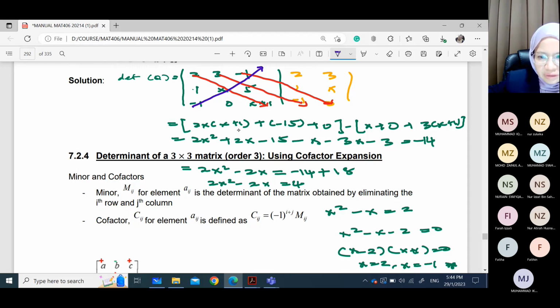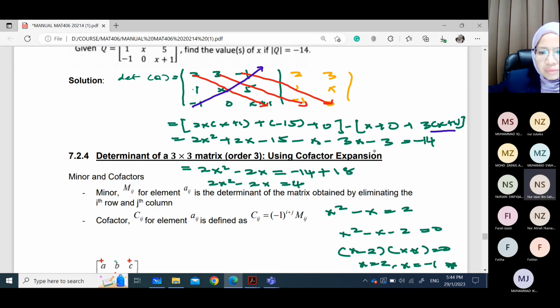Sekejap. Yang ni ke? Part yang ni ke? Bawah dia. Yang ni. Bawah dia. Yang betul lah yang ni. Dia kat atas plus kan. Ya, sebab bawah tu plus. Tapi dari bawah macam ni jadi negatif tu.